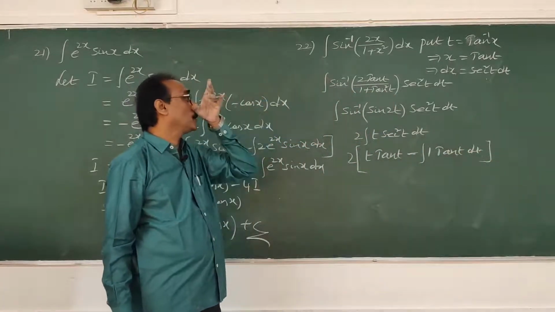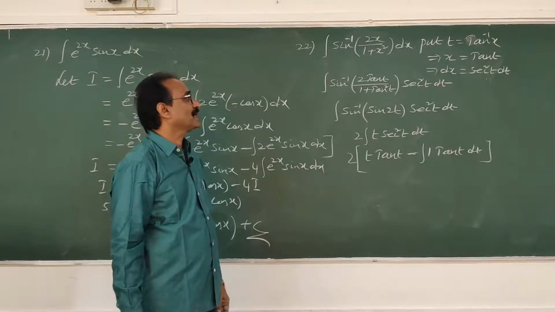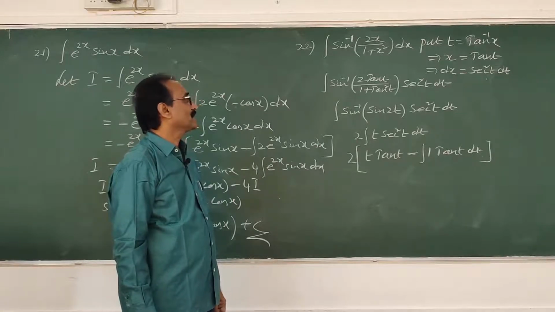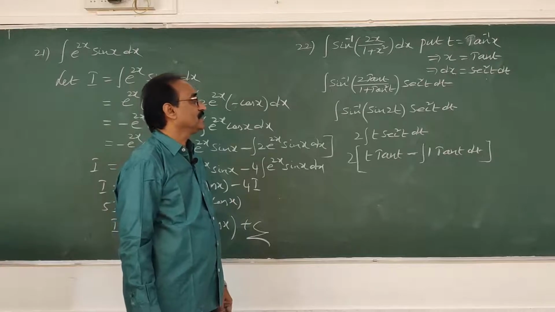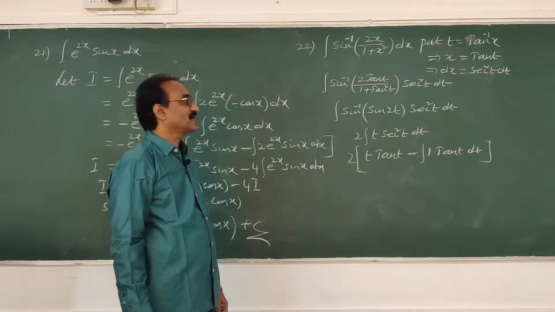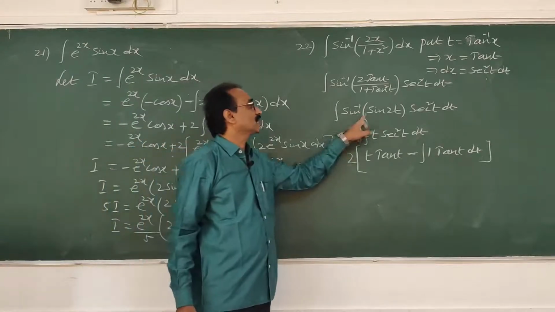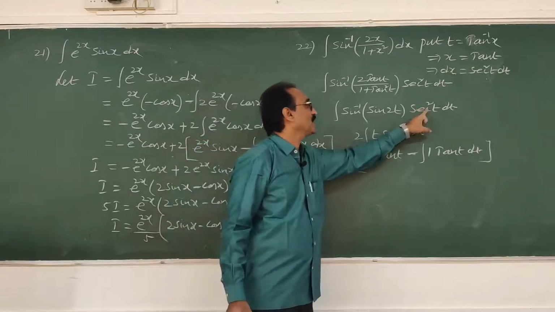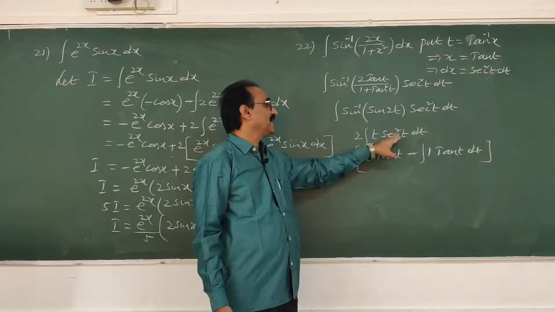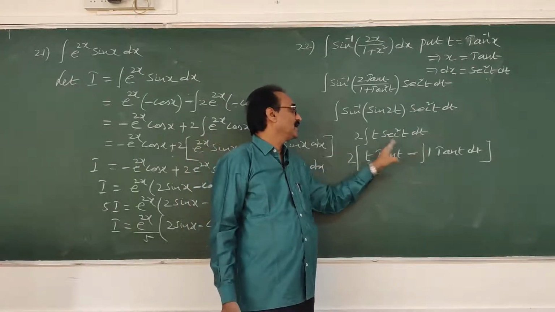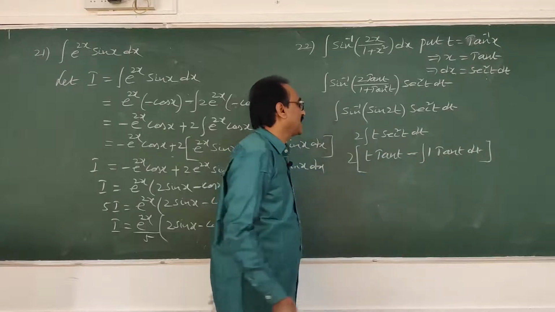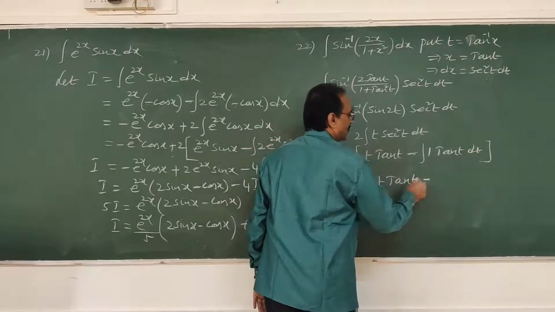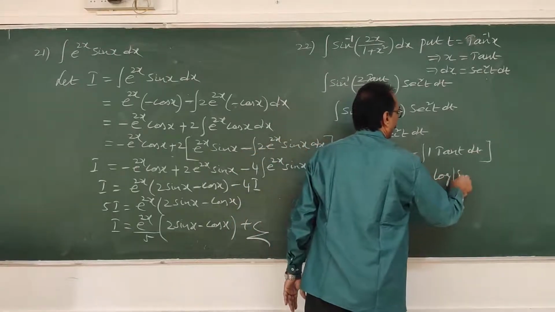I just put t is equal to tan inverse x. That implies x is equal to tan t, dx is equal to secant square t dt. So integral sin inverse of 2 tan t by 1 plus tan square t into secant square t dt. As you know, 2 tan t by 1 plus tan square t is sin 2t. So sin inverse sin 2t is 2t, inverse function. The constant 2 I took outside, t secant square t. Now by parts: first function t, integral of secant square t is tan t, minus integral of derivative of t, 1, into integral of secant square t tan t. Now if we simplify, 2 into t tan t minus integral tan t, which is log secant t. You know it, log secant t.